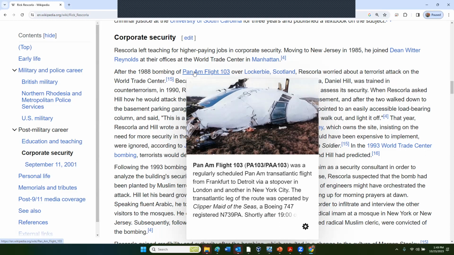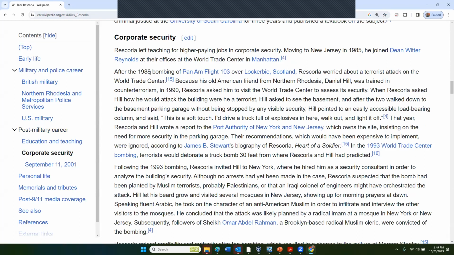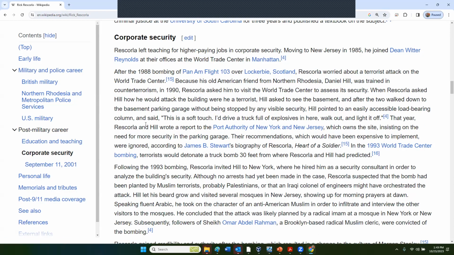Now, Pan American doesn't exist anymore. They went out of business. So a few bad things can happen to a company and it can cause them to go out of business. Pan Am was bought by another airline, but Pan American Airlines, I think, was, well, you can look that up. But in any case, he started seeing how terrorist attacks were happening.